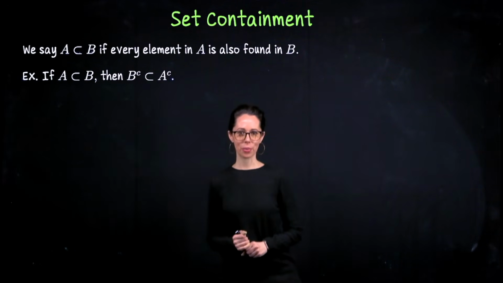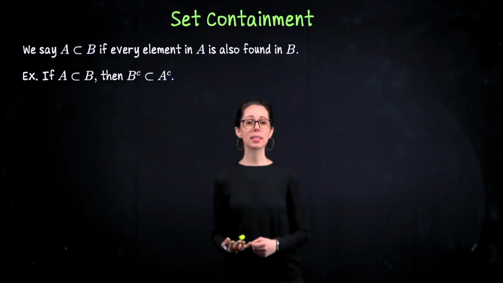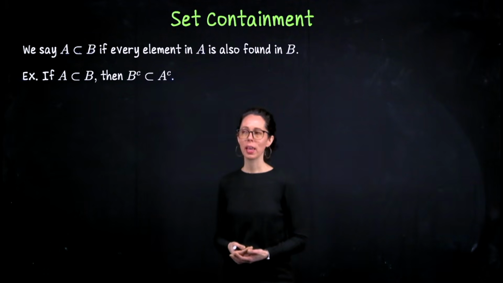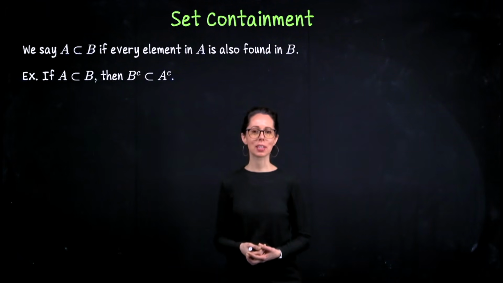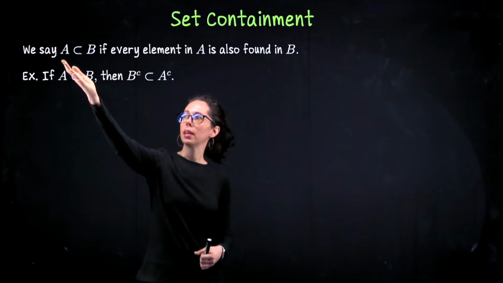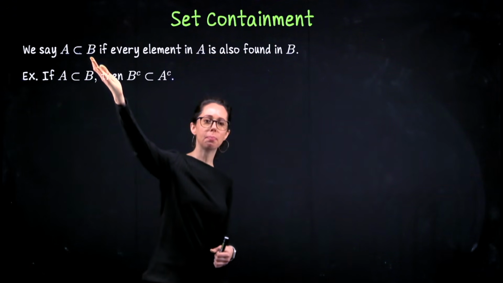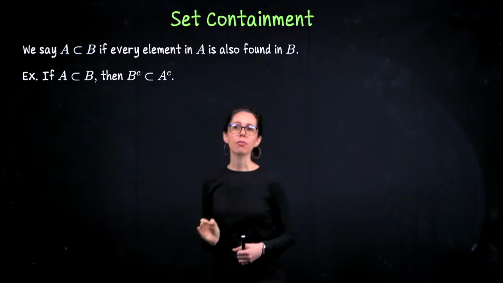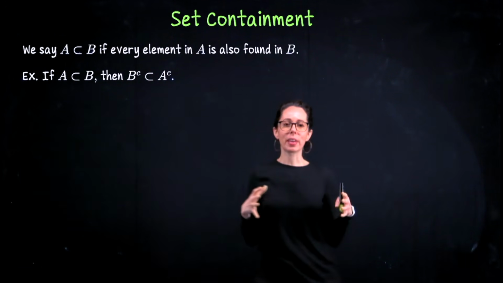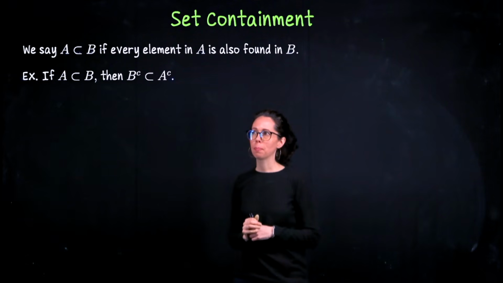Now I would like to talk through what it means to say that one set is a subset of another. This idea is called set containment. And in a few minutes, we will establish set equality. We say that a set A is a subset of another set B if every element in A can be found in B. So you can think of A as kind of sitting inside of B.